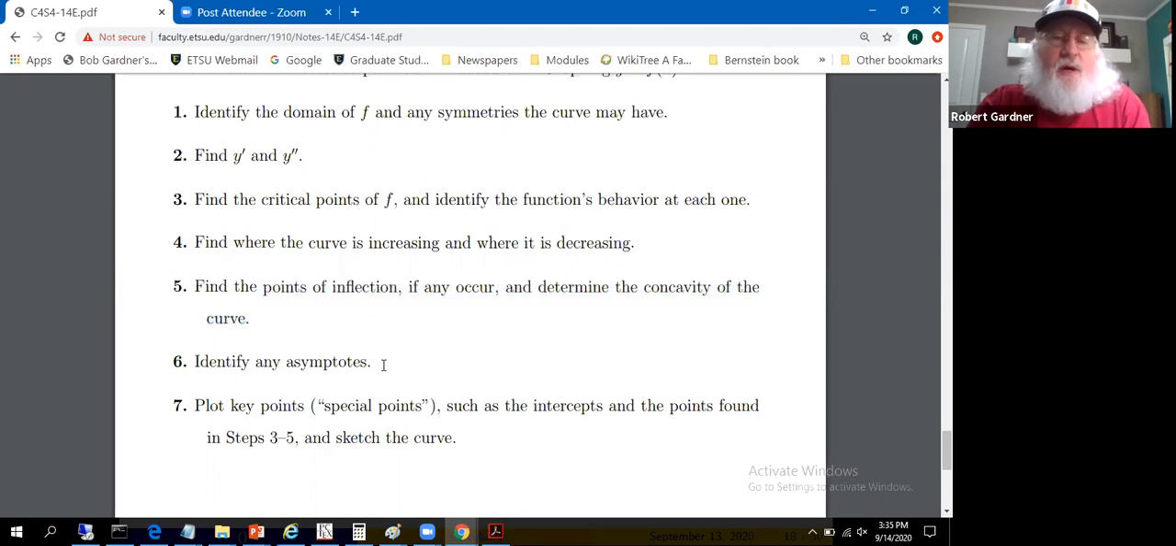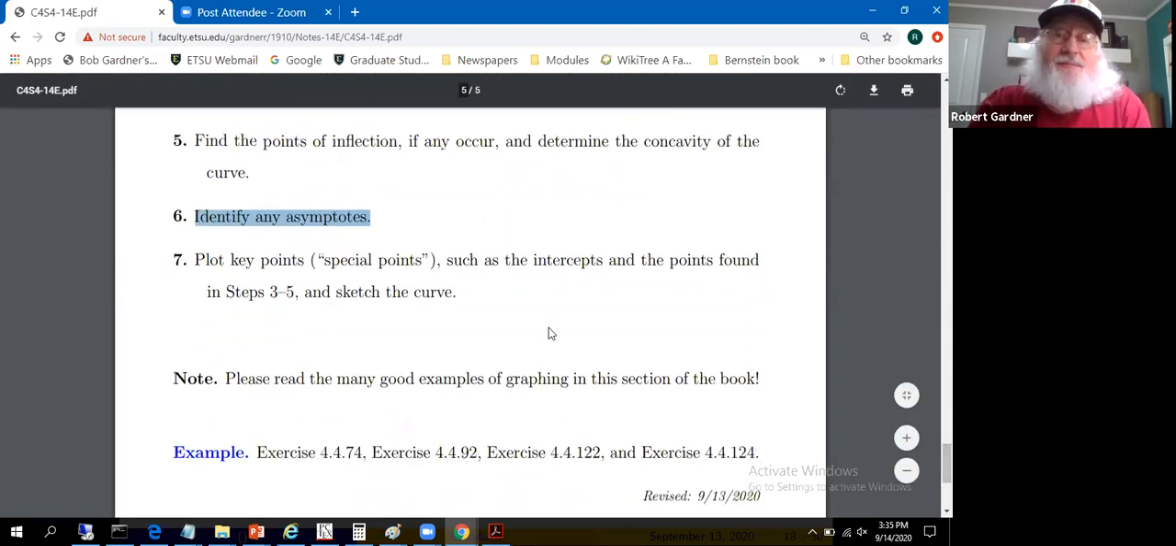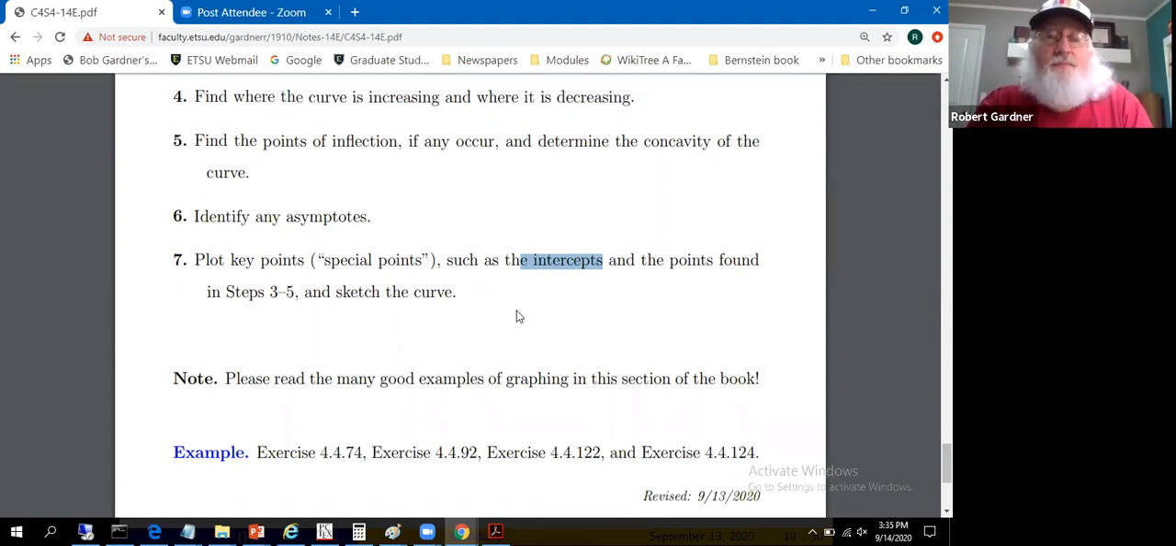Identify any asymptotes. Okay, we'll do some of those where we actually compute the asymptotes here shortly. We've dealt with asymptotes back in chapter 2. It was the last section of chapter 2. Plot key points, special points, intercepts, we've been doing that, and these other points that you found, the critical points and the points of inflection. So there's the 7 steps.